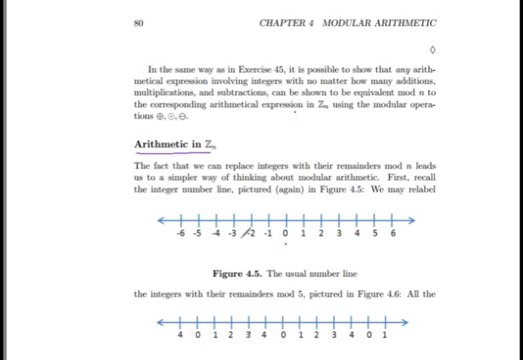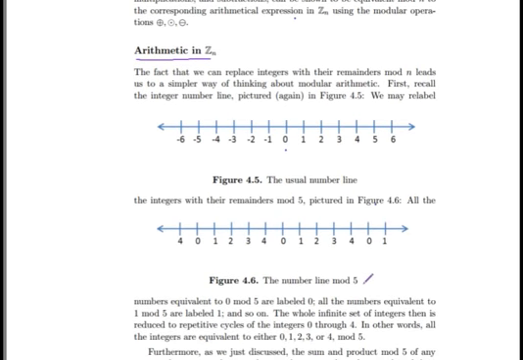Now notice if we did arithmetic on this number line, for instance if we took 2 plus 4, we get 6, and we get down here to 1. If you do modular arithmetic on 2 plus 4, you're going to get 1. So we could do modular arithmetic by doing ordinary arithmetic on this number line, going down here to see what the result is. And that would give us our result mod 5.